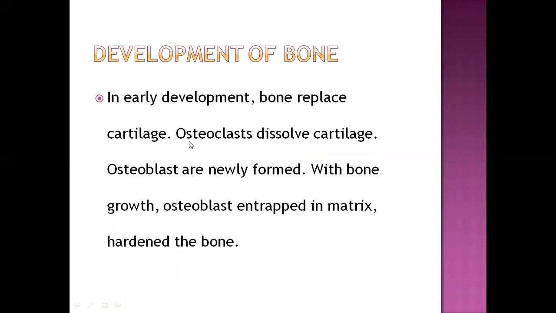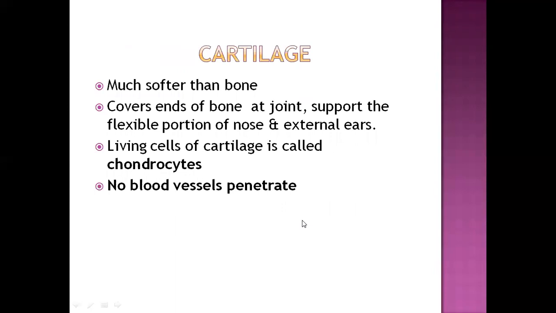Bone जो है that replace the cartilage because during development cartilage पहले बनती है in the fetus और उसके बाद वो आहिस्ता आहिस्ता develop होती है in the bone. तो सबसे पहले osteoclast जो है they dissolve cartilage and then उस जगह पर osteoblast जो है नए बनना शुरू हो जाएंगे which are bone forming cells. जैसे जैसे bone growth होगी with the bone growth osteoblast that they will be entrapped in the matrix which will harden the bone. Now we will discuss about the cartilage.